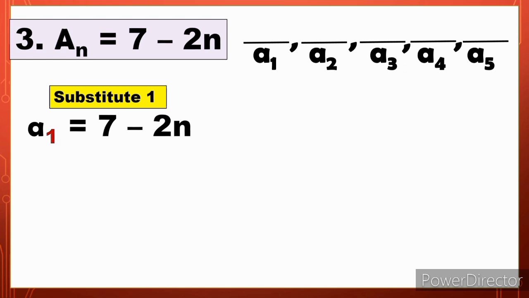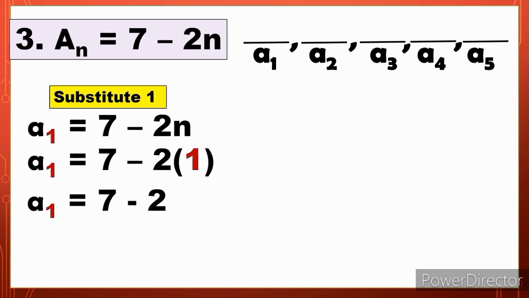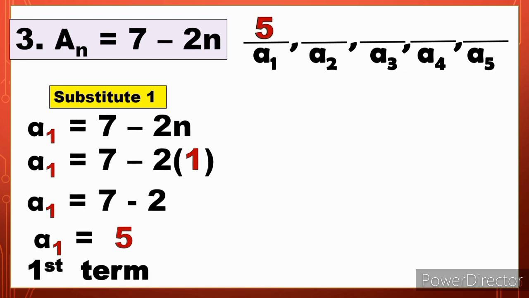So to find the first term, we substitute 1. So we have a sub 1 equals 7 minus 2n. And then papalitan natin ng 1 yung n's. Therefore, we have 7 minus 2 times 1. Okay, then simplify muna natin. So we multiply negative 2 and 1. So negative 2 times 1 is negative 2. Then now we have a sub 1 equals 7 minus 2. 7 minus 2 equals 5. Therefore, we have a sub 1 equals 5. Now, 5 is our first term, or a sub 1.